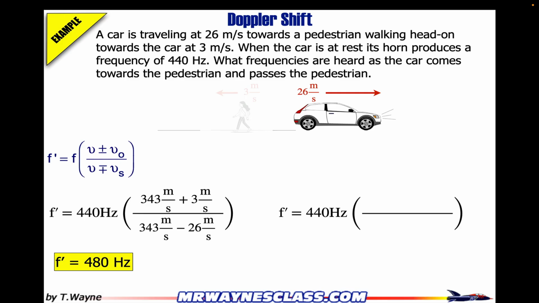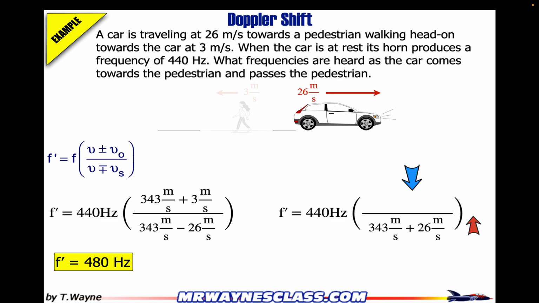To begin with, the source is moving away from the observer. If you increase the distance over time, you decrease the frequency. So I need to make the fraction smaller. So to make the fraction smaller by doing something in the denominator, I need to make the denominator larger. So I'm going to add the speed of the source to the wave speed in the denominator.